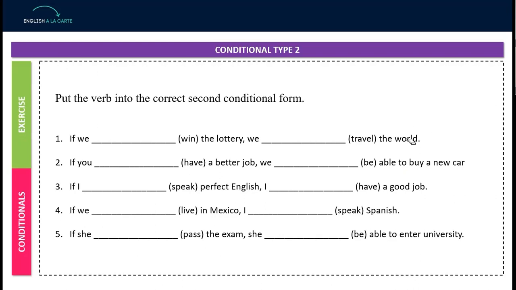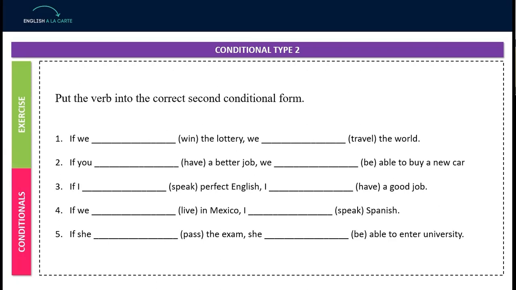Okay. So here, if you don't know how to conjugate the verb in the simple past, you can ask me. Analyze this very carefully, and if you have any questions, let me know. Number one. If we won the lottery, we would travel the world. Sorry, it should be we would travel around the world.